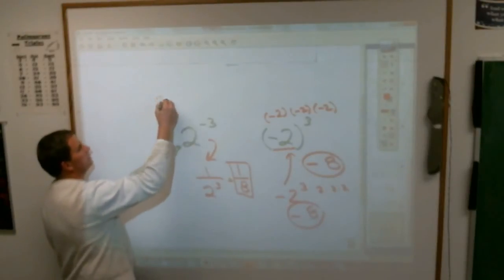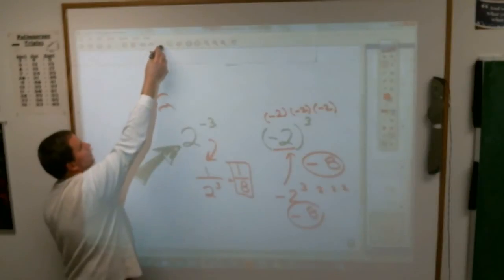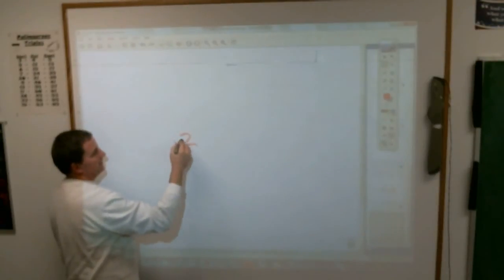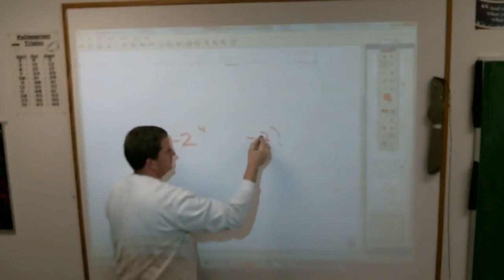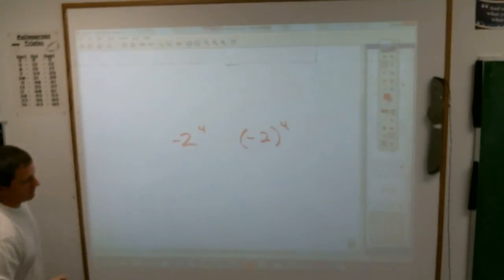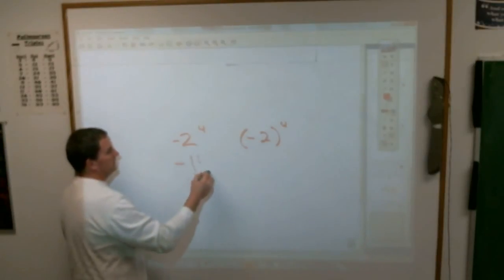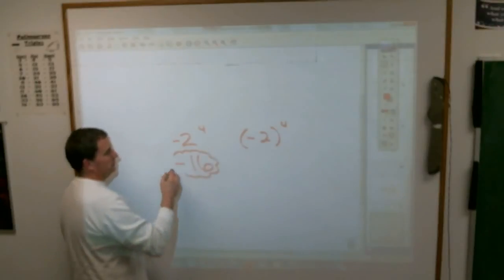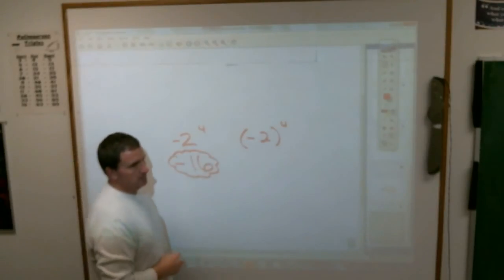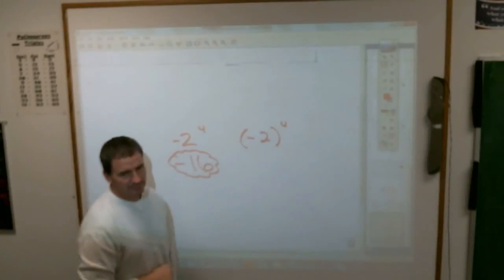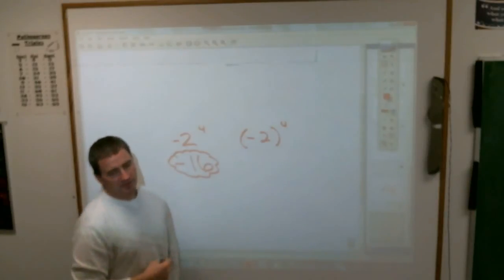How about this? Negative 2 to the 4th power, and negative 2 to the 4th power, one with parentheses and one without. What are the answers to those? Answer the first one, ladies and gentlemen. Don't be afraid. Math is your friend. Cameron, the first one is? Negative 16. Negative 16 is correct. The answer to the second one, Taylor, is incorrect. Yeah, now everybody knows it.